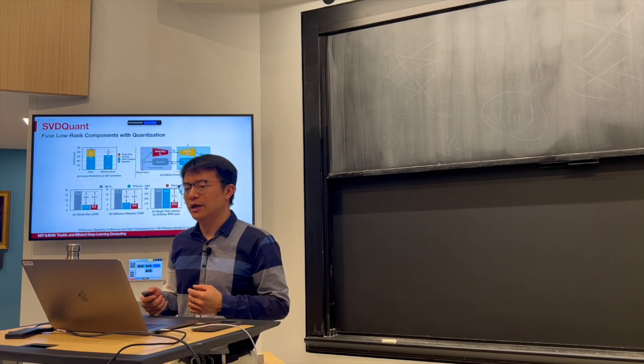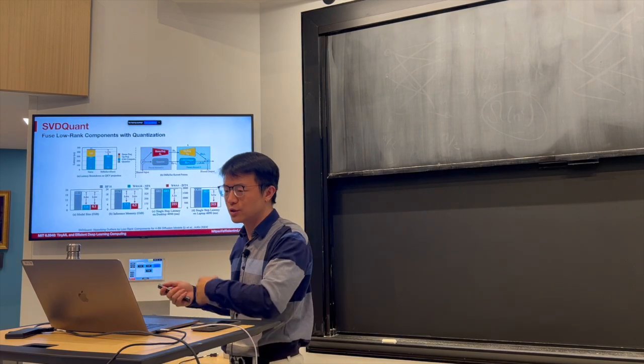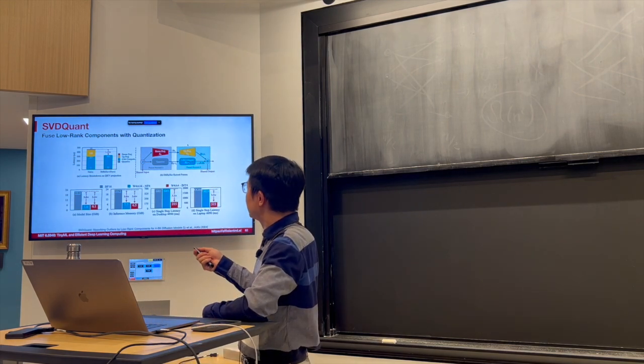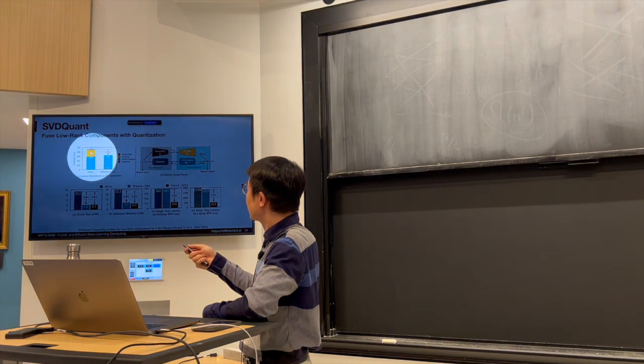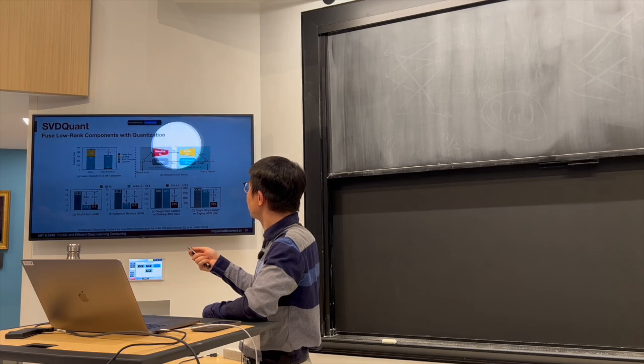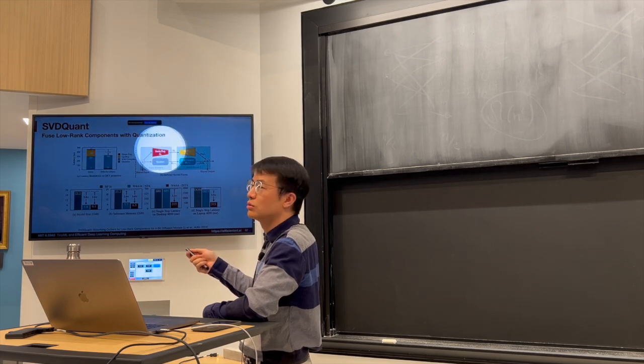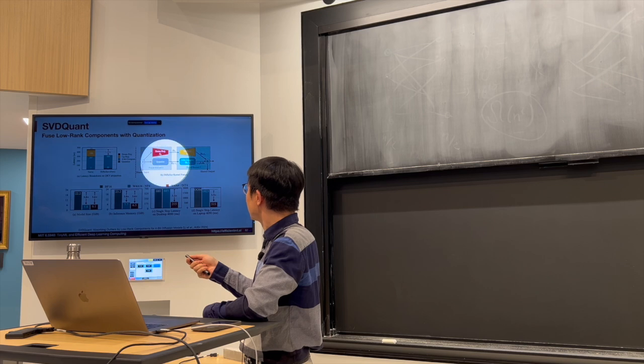Despite that, we actually observed that a naive implementation leads to a lot of overhead, like the yellow and the red regions for this up and down projection, due to the LoRA branch. So this is the main branch. This is the LoRA branch.